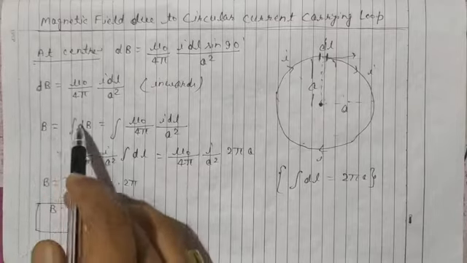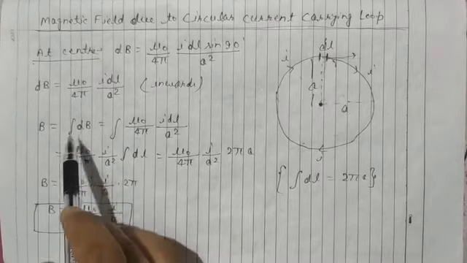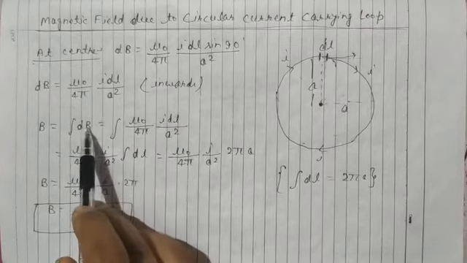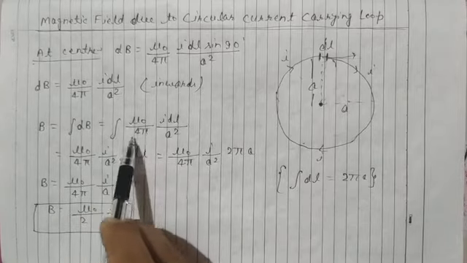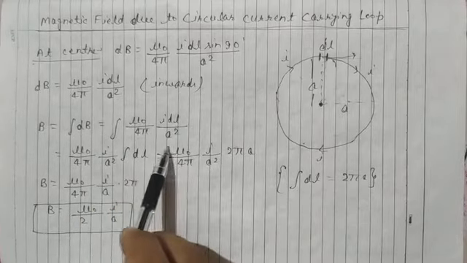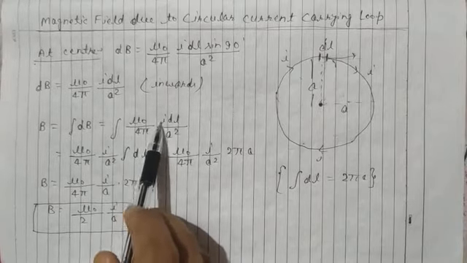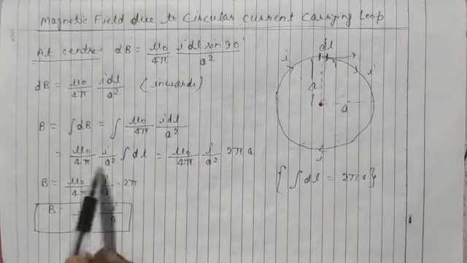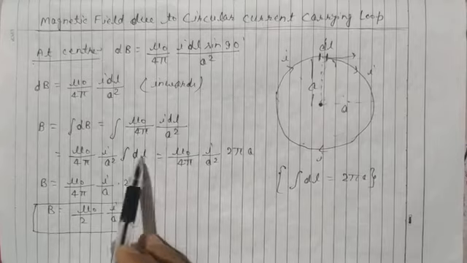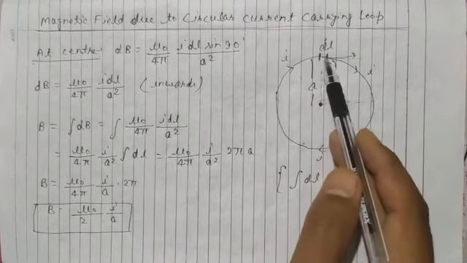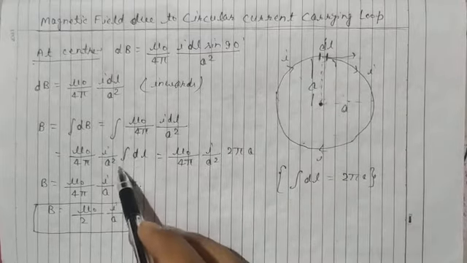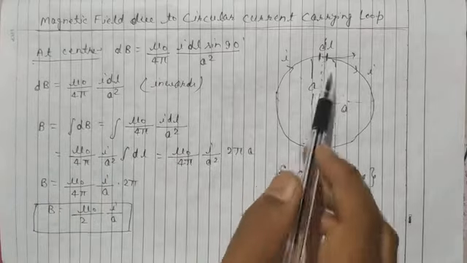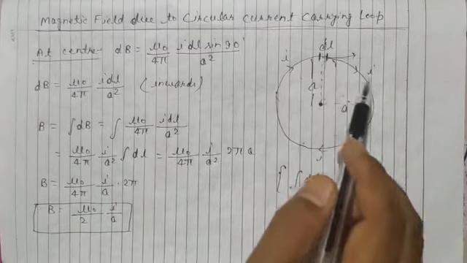For this we take the integration of dB. Integration of dB is equal to the integration, and here we put the value of dB, mu naught upon 4 pi, I dl upon a square. Mu naught is constant, 4 pi is constant, I is constant, a square is constant. So we write these outside the integration, and only dl remains. What is dl? dl is a small element, and the integration of dl is the sum of all small elements, because we want to find the magnetic field due to the complete, whole current carrying loop.